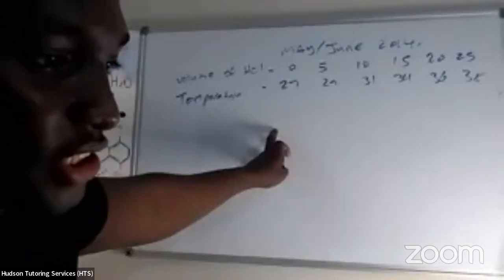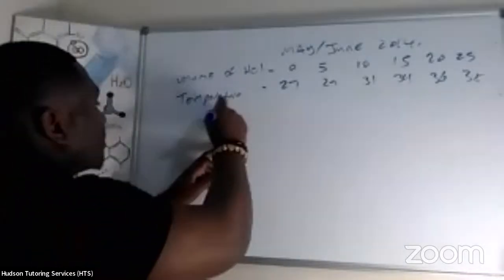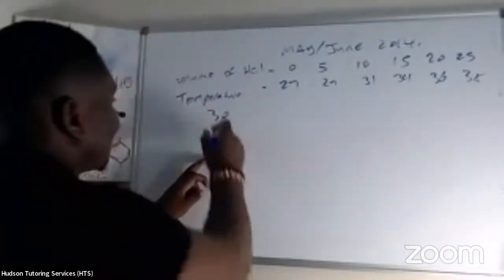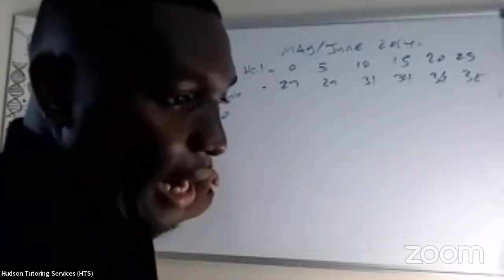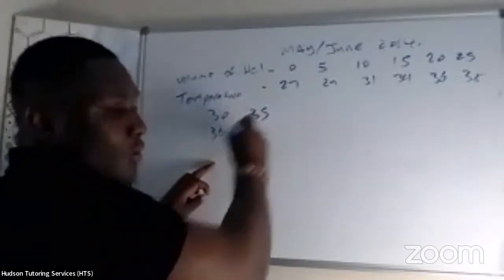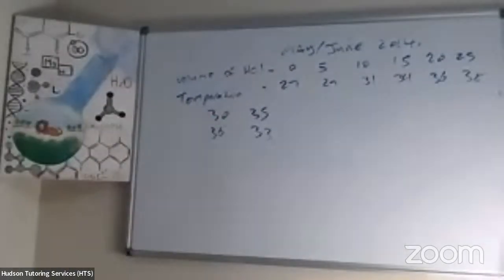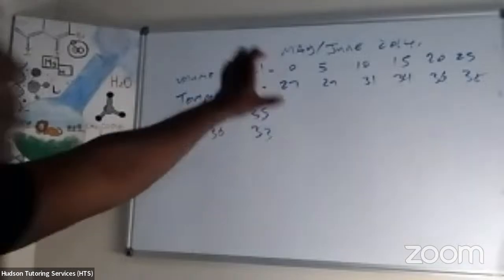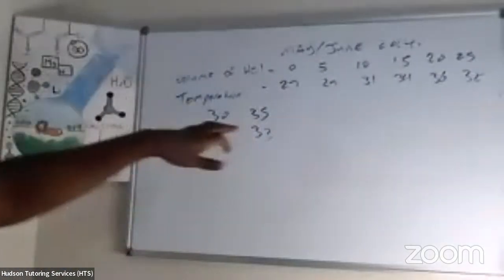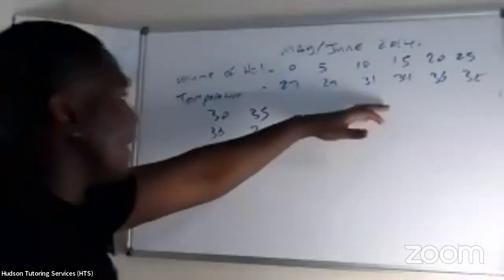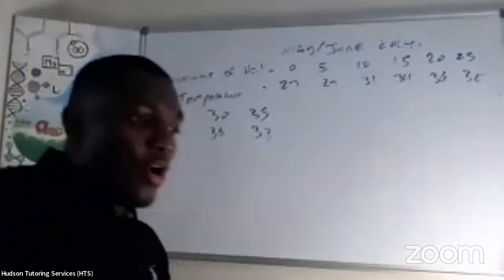At 30 cm³ we have a temperature of 36, right? 35 cm³ volume corresponds to a temperature of 33. Now, based on this plot, I want you guys to pay attention to my whiteboard here, right? This is the volume of HCl: 0, 5, 10, 15, 20, 25, 30 to 35 cm³. And these are the corresponding temperatures. Now, let's just analyze the graph, guys.